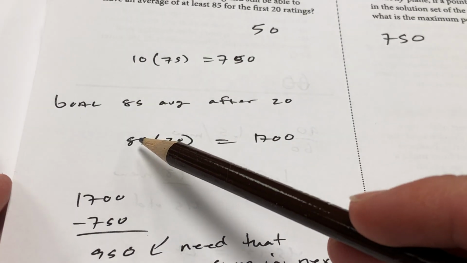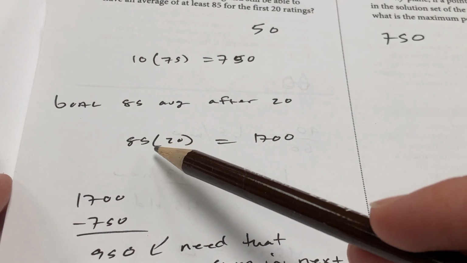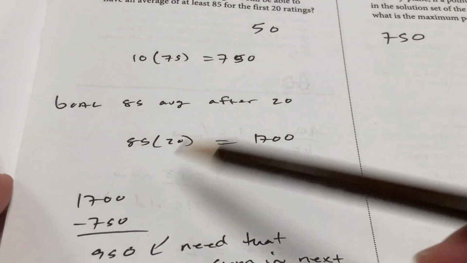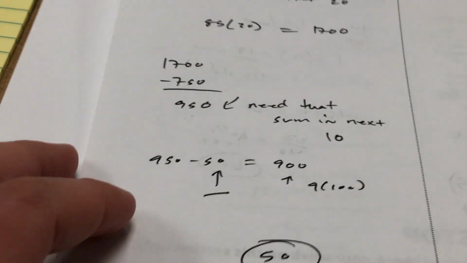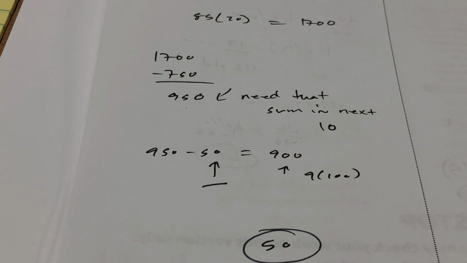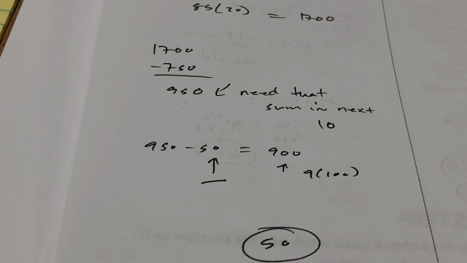So figure out the sum after 20 ratings. 85 times 20 is 1,700. That's what they need. So they need 950 on their next 10 ratings. So what is the lowest possible score they can get on the first of those 10 ratings so that they can still mathematically get a 950? That's a 50, because if they get a 50 on this next one, then they can get 9 straight 100s and still get that 950 that they need on the second 10. So 50 is the lowest they can get.